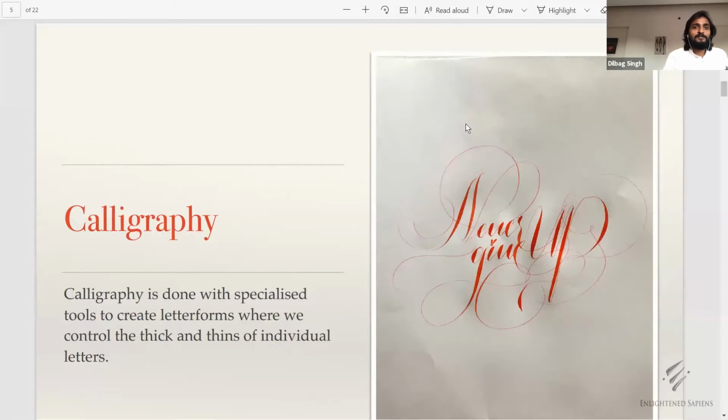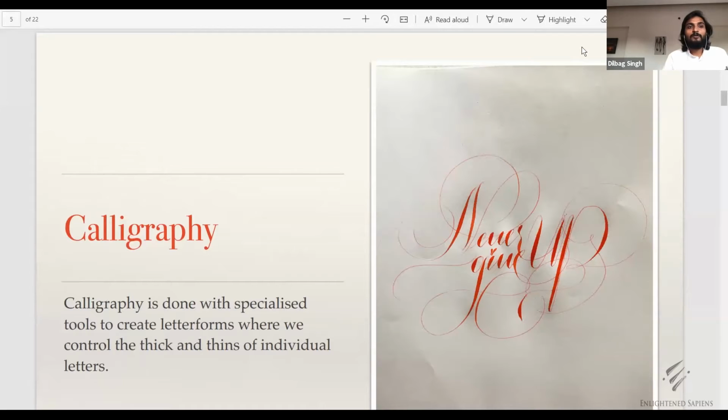Let's move to calligraphy. Most of the time, these two terms, calligraphy and hand lettering, are confusing to understand. Calligraphy is basically done with specialized tools. It has very special tools and particular rules to follow. It has particular nibs to follow. So mostly it depends upon the tools.